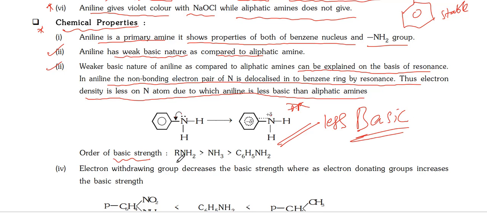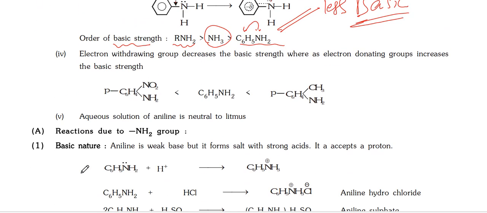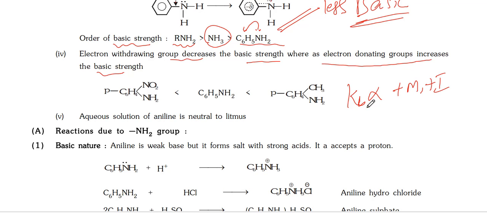Next, order of basic strength. Aliphatic amines are higher than ammonia, then aromatic compounds, because here the lone pair is taken by the benzene ring. Next, electron withdrawing groups: whenever electron withdrawing groups are there, the basic strength decreases, whereas when electron donating groups are there, it increases. So Kb is directly proportional to plus M and plus I groups. Kb is inversely proportional to minus M and minus I groups.